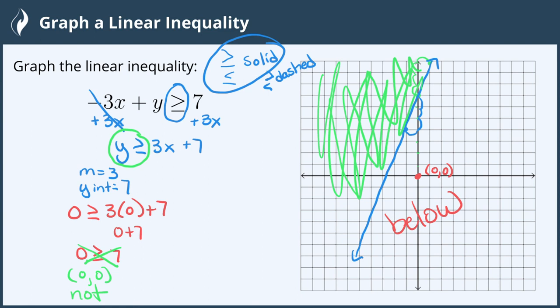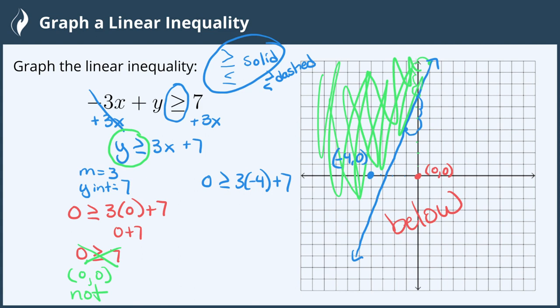So let's go over here, 1, 2, 3, 4. Let's do this point, -4, 0, and see if it makes the inequality true. And where it is shaded with that point, we're hoping that it does make it true. So let's plug in 0 for y is greater than or equal to 3 times -4 plus 7.